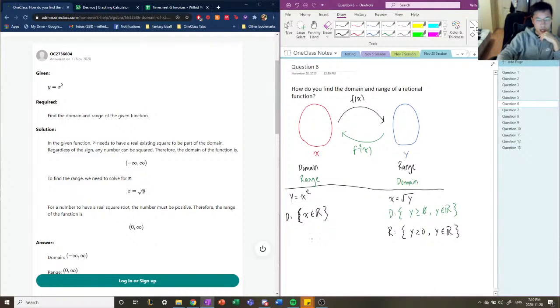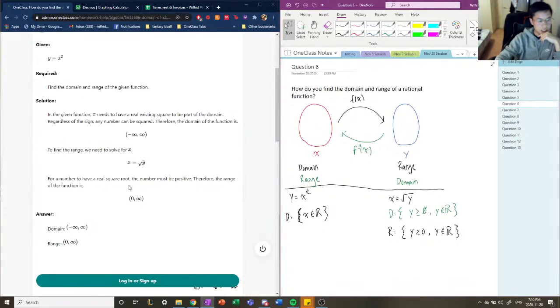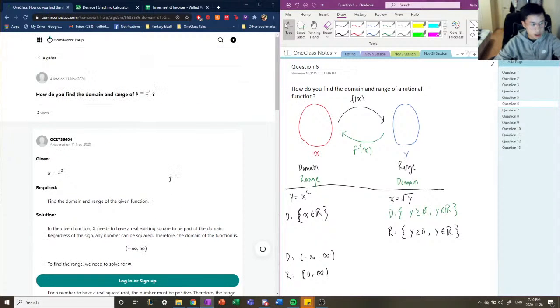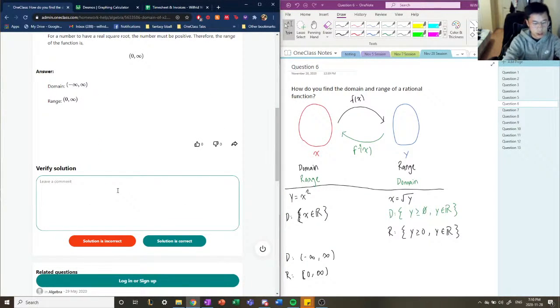And so the Junior Tutor, they use these brackets instead of these curly brackets, so I'm going to write it in that sense too. The domain of our function here is from negative infinity to positive infinity, right? Because that's all the real numbers. And our range here is from 0 to infinity. And we need to put a closed bracket here because it includes 0. Okay, so this is our domain and range of y equals x squared. So this solution is correct. Good work. Cool.